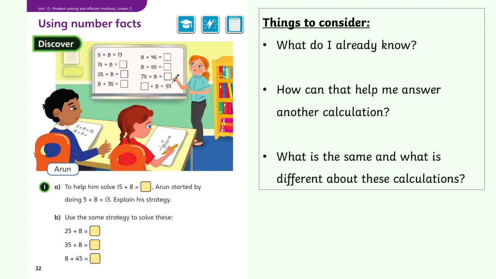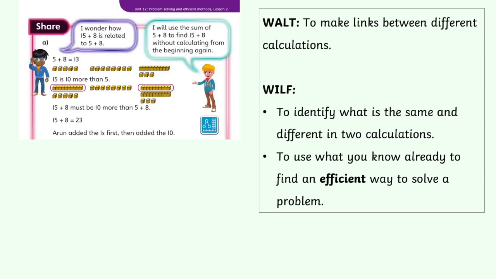Let's share some ideas about this Discover then. So before we do that, our WALT today, what we are learning today, is to make links between different calculations. It's to not treat every calculation separately, like we have to start again, but to think about how what I already know can help me to answer this calculation. And to do that, we are going to be identifying what's the same and what's different about 2 calculations, and using what we already know to find an efficient way to solve a problem.